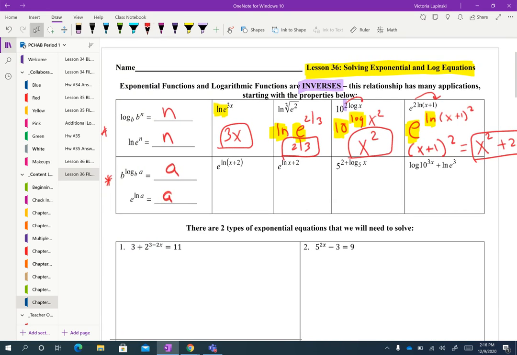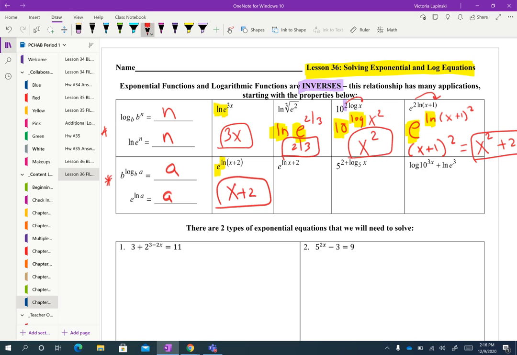Then let's go ahead and take a look at the next row. So e raised to the ln of x plus 2. Again, you have an e, you have an ln base e. Properties of inverses say those cancel to be x plus 2. Again, careful in the following example. Even though you do have an e raised to an ln of x, you also have that plus 2.